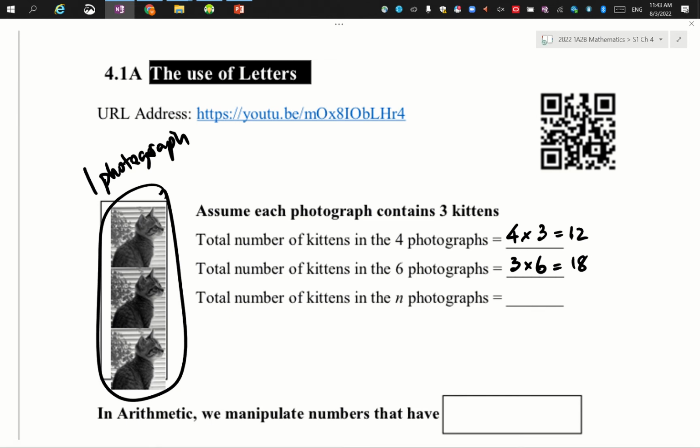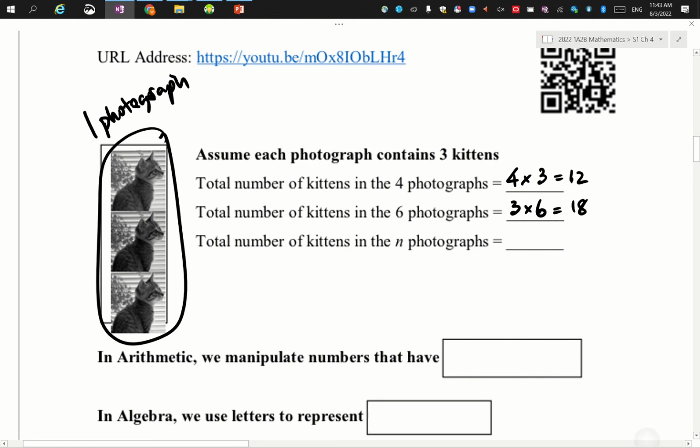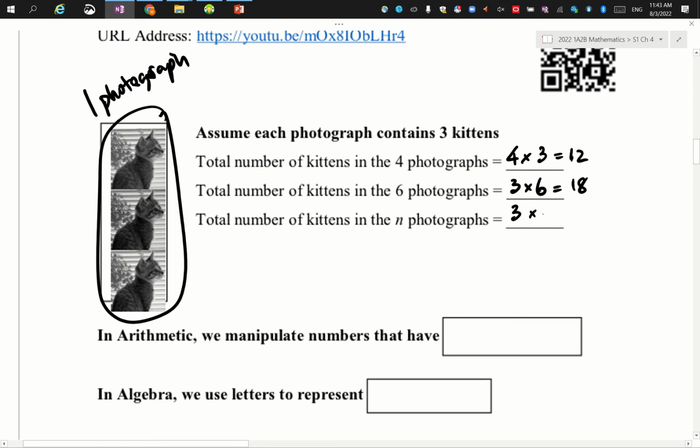Now, how about in n photographs? In 4 photographs, we got 3 times 4. In 6 photographs, we got 3 times 6. In n photographs, 3 times n. Do you all agree? 3 times n. There are 3 times n kittens inside n photographs.